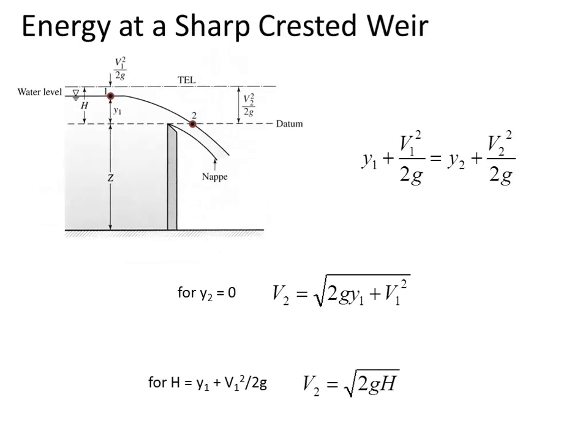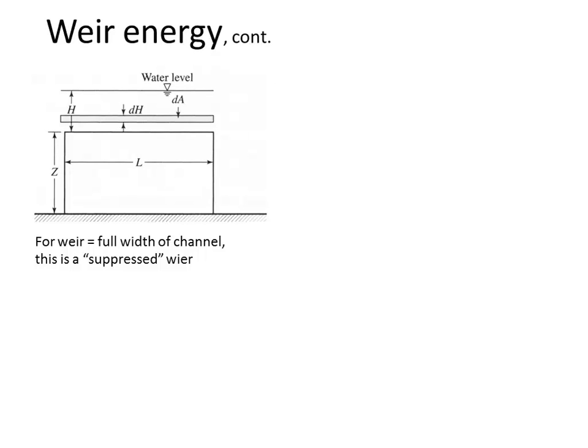Okay, now thinking three-dimensionally, remember we had to make the broad-crested weir the whole width of the channel. That won't work here. Well, a sharp-crested weir that is the full width of the channel, we call that a suppressed weir. The reason why it's called suppressed is that there are some contraction effects that are suppressed when you make the weir the full width of the channel. But you don't have to make the weir the full width of the channel.